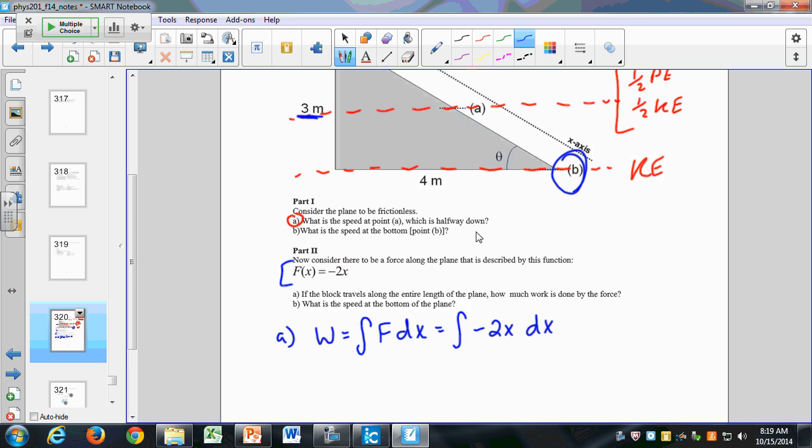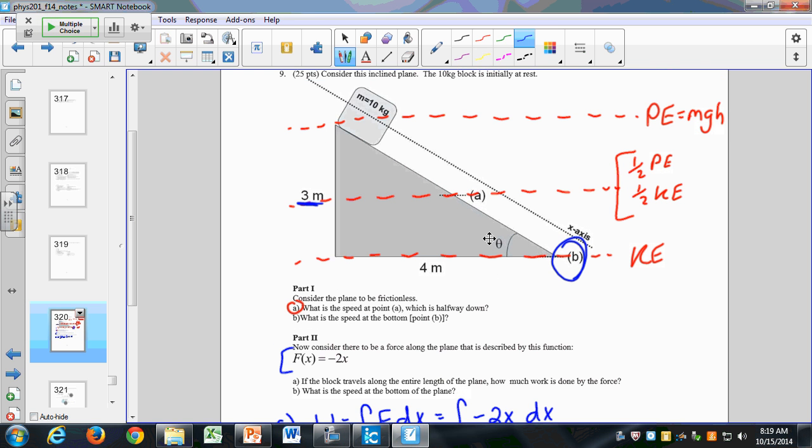Not 0 to 4. I understand why you're saying that, because I have this 4 meters. But remember, on our inclined plane, we let this be our x-axis, and I have that marked here. And this is our y-axis. So I'm moving from here down to here. This is x equals 0, and somebody said it.